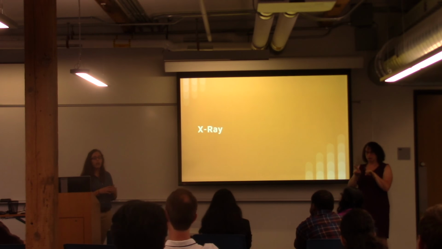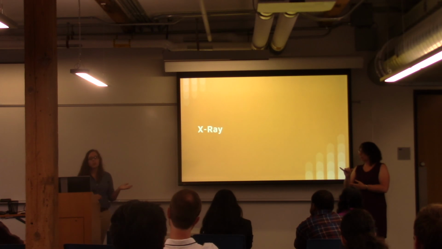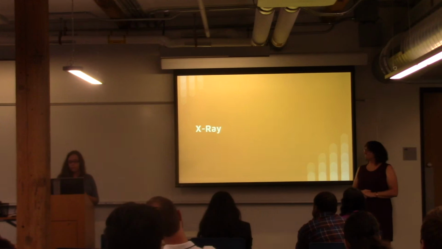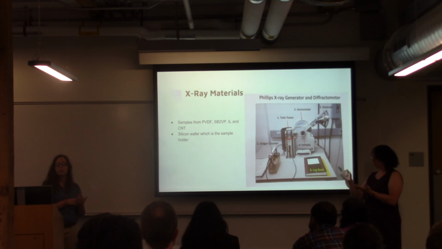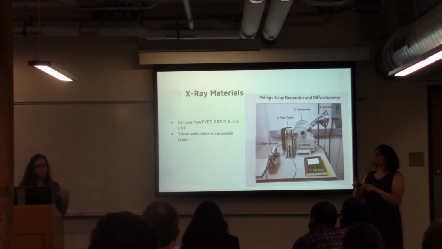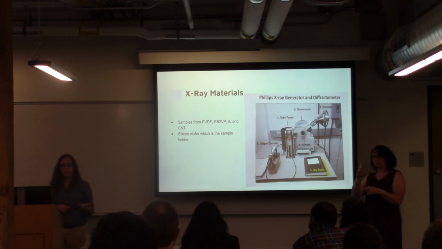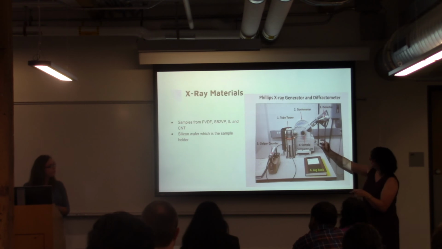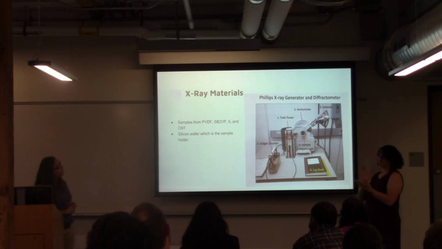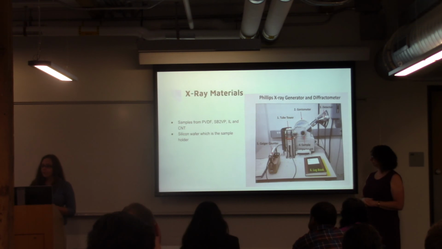Not only did I do FTIR, I also did X-ray. The materials we used as examples are PVDF, SB2BP, ionic liquid, and carbon nanotube. We also use a silicon wafer, which is the sample holder. With the silicon wafer, you put the sample on top, and you put it in the sample compartment. This is the picture of the setup that we use for the X-ray.